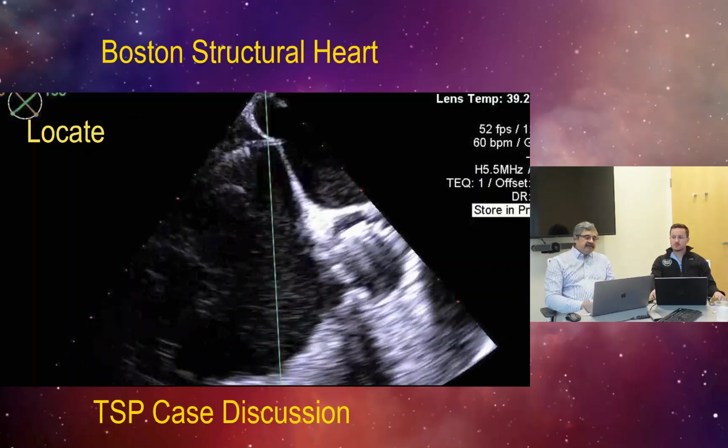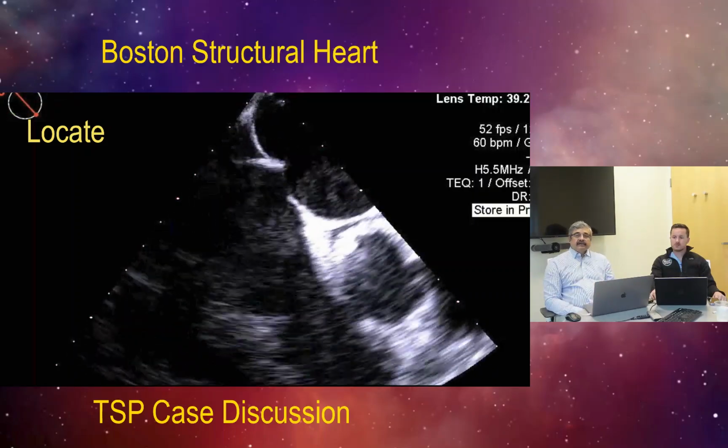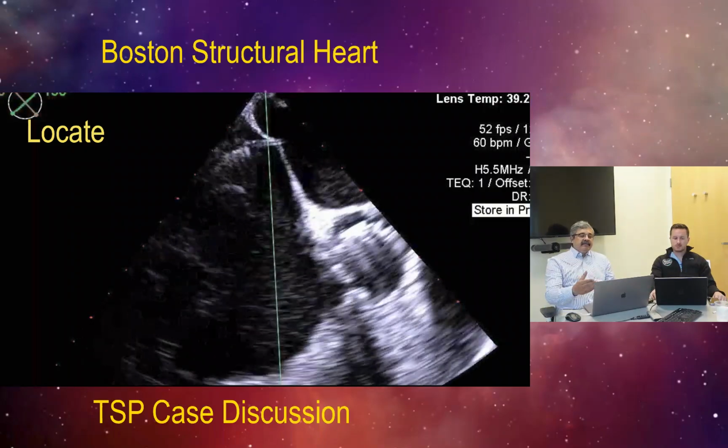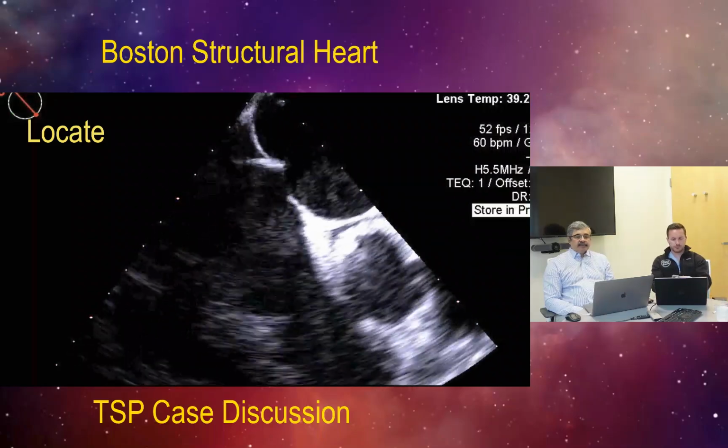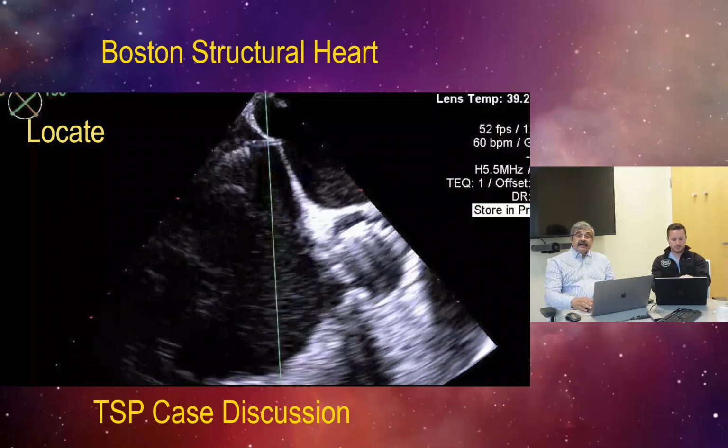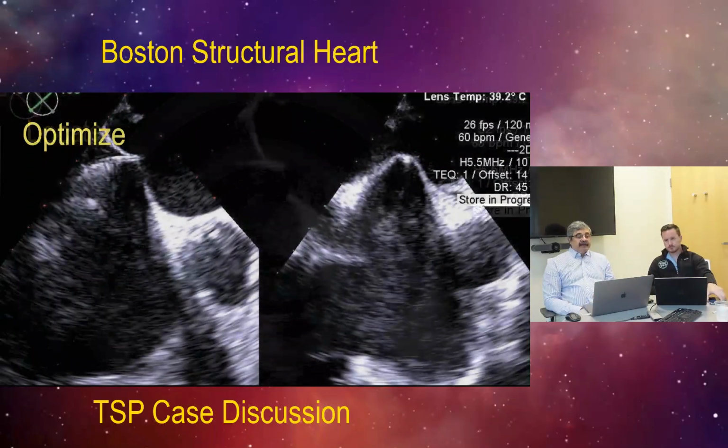That was the mid-esophageal bicaval window, that was the superior-inferior aspects. Then we go on and take a look at it in the antero-posterior axis to locate exactly where the needle is. And finally we optimize it.